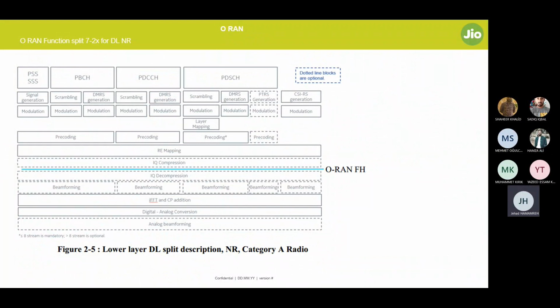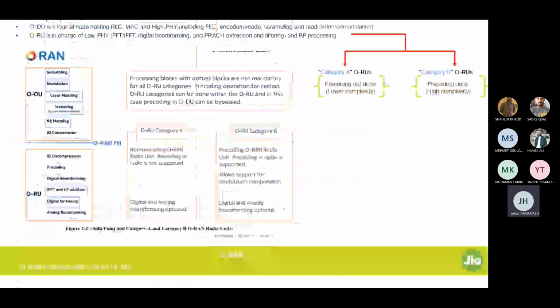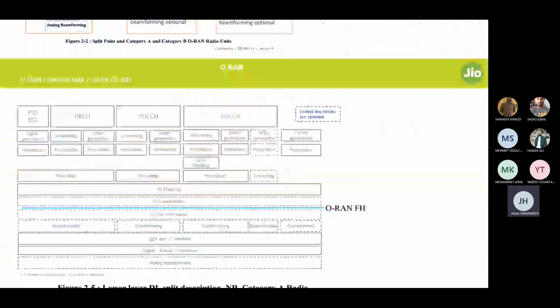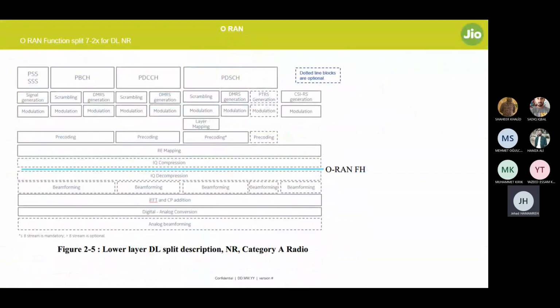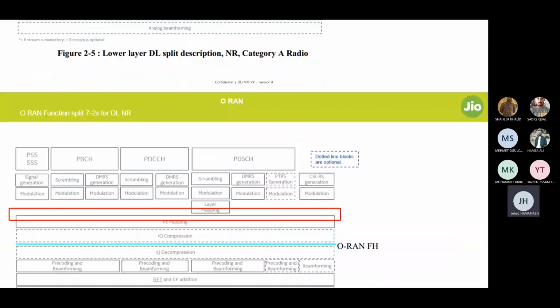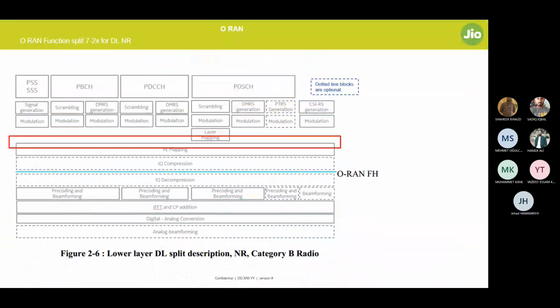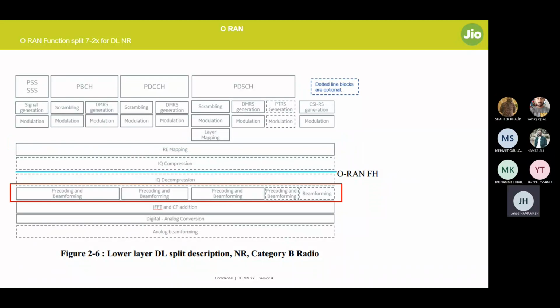This is just a slide replicating the previous slide, giving you a different look at the split. Where is it happening? The precoding functionalities here, and the Open RAN lower layer downlink split description, and where the precoding and beamforming are happening.